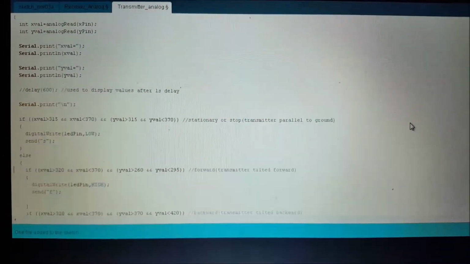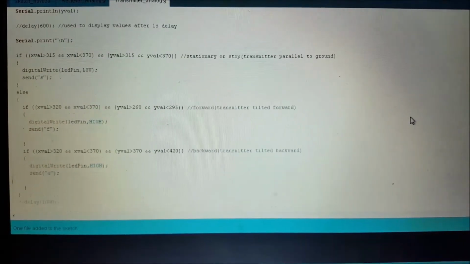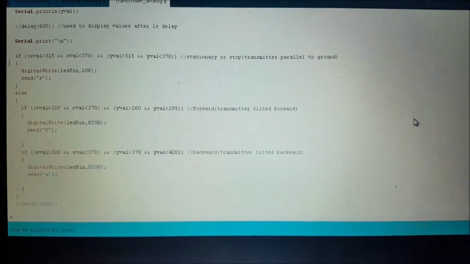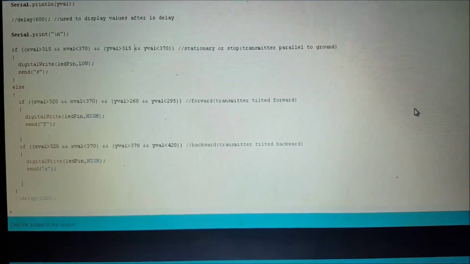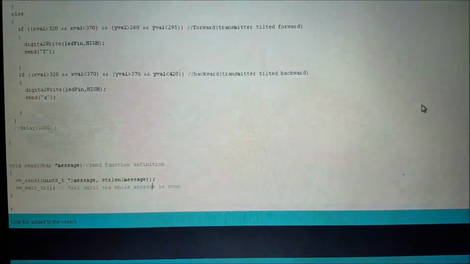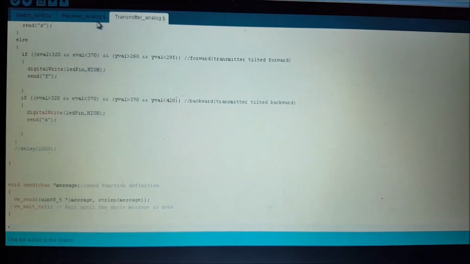Now after careful calibration, all of these values have been used, and three letters are sent out, that is S, F and A, with respect to the three states that we have: the stationary state, the forward state and the backward state. The forward and backward states determine the different directions of the motor. Now let us see the receiver code.